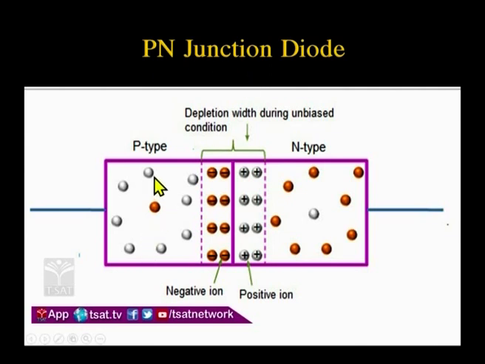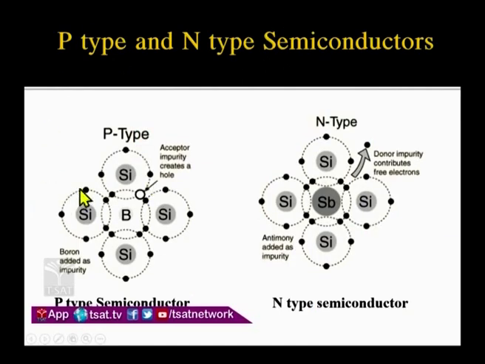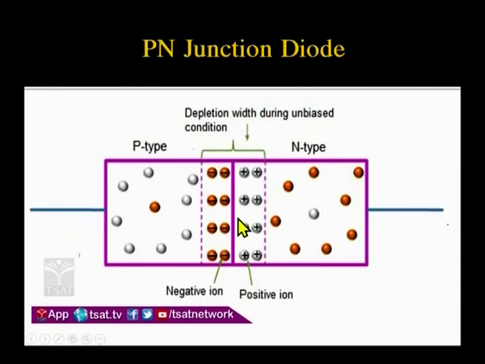So in p-type material you will have holes, right? We have seen in the previous slide that boron is contributing holes to the semiconductor. So here the white ones are holes. In p-type semiconductor the majority carriers are holes, and in N-type semiconductor the majority carriers are electrons. This N-type consists of all pentavalent impurities. So when this junction is formed, when we made them come together, then the diffusion process takes place.